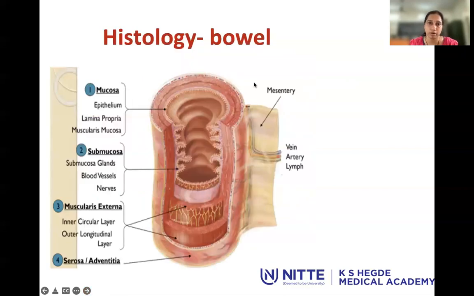Coming to the histology of bowel. Bowel has 4 layers: mucosa, submucosa, muscularis propria, and serosa or adventitia. Mucosa again has 3 layers: epithelium, which is the superficial lining cell, lamina propria, and muscularis mucosa. In submucosa, you can see submucosal glands, blood vessels, lymphatics, and nerves. Muscularis propria has smooth muscle cells, in 2 layers, inner circular and outer longitudinal. Serosa has mesothelial lining, and it also has blood vessels and connective tissue.